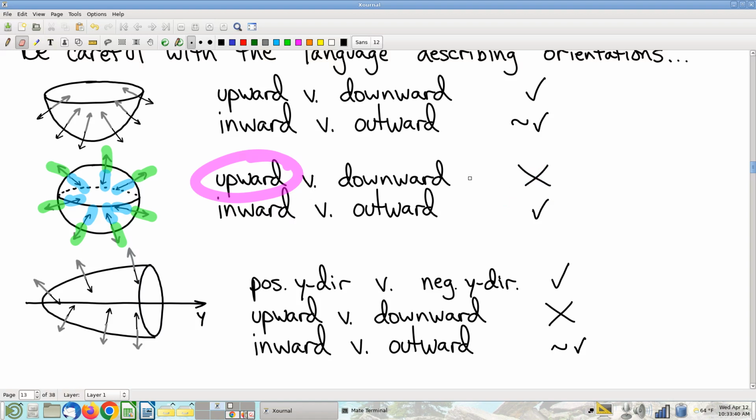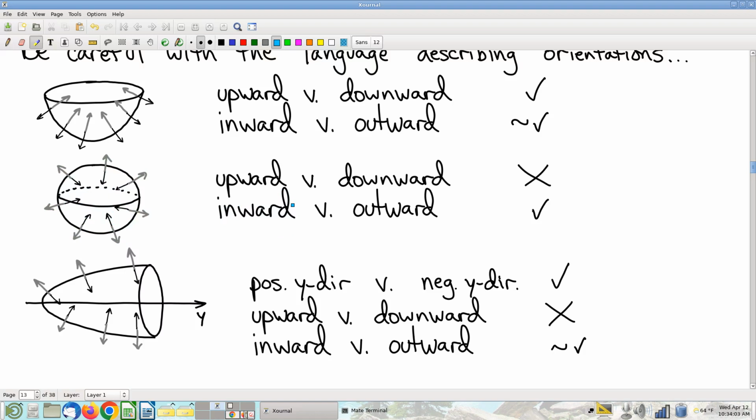Right, but no problem with the word inward here. All of the blue vectors are inward. None of the green vectors are inward. So inward does unambiguously distinguish these two options. Okay, so there are various different versions of this. Think about the geometry. One more example, down here. Feel free to take a look at this.